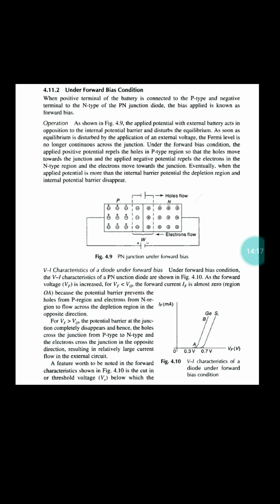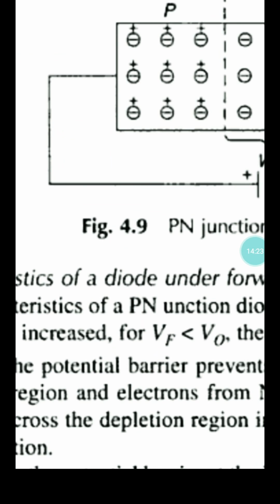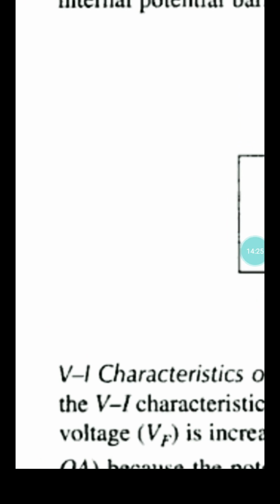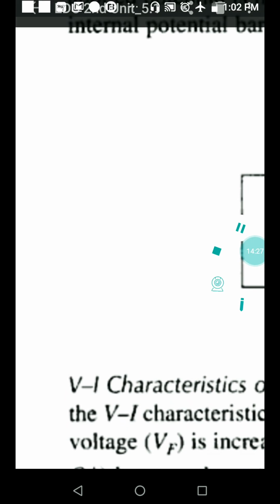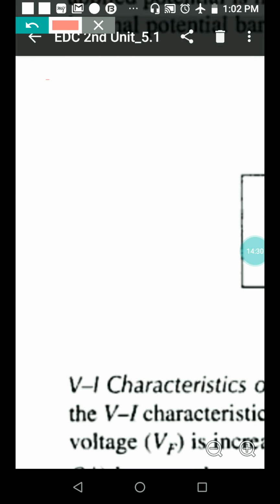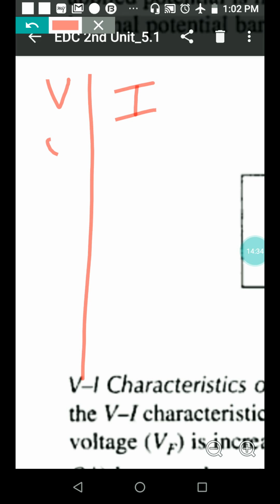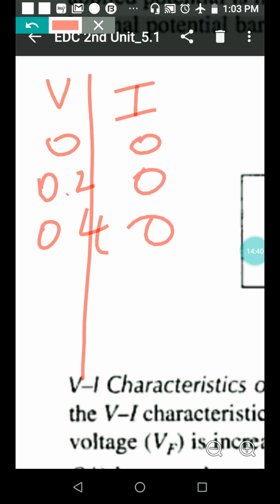Okay, this is the silicon diode. Let us start with the silicon diode. See here, again I will tell you the characteristics. You just have to tabulate some values. This side is V, this side is I. Now 0 volts, 0 current; 0.2 volts, 0 current; 0.4 volts, 0 current, right?